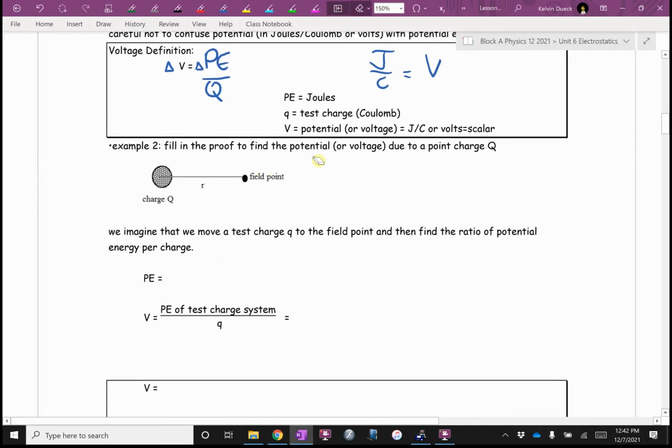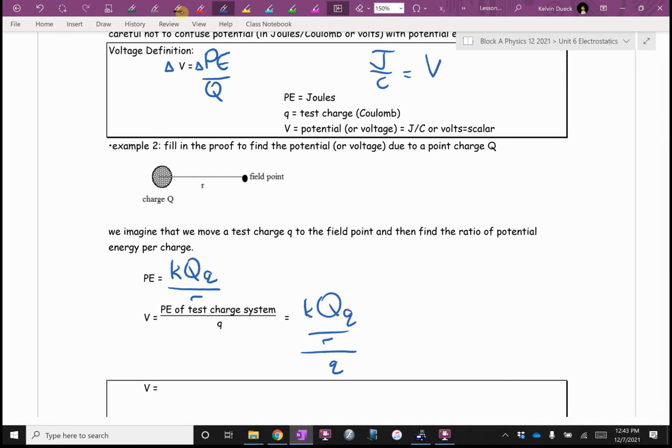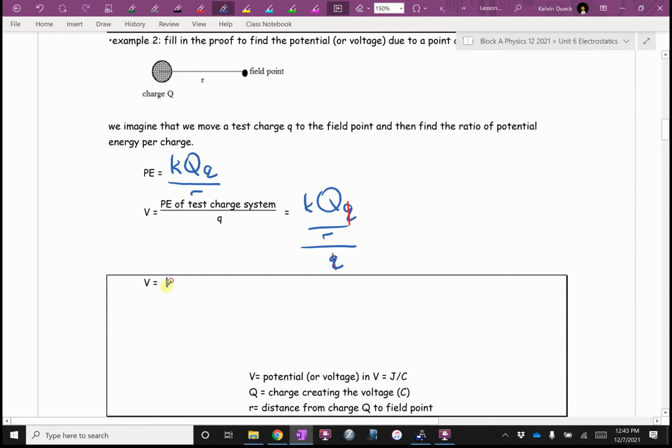Example 2 says, fill in the proof to find the potential or voltage due to a point charge, Q. Well, we imagine that we move a test charge, little q, to the field point and then find the ratio of potential energy per charge. Potential energy is K, big Q, little q, over R. So the potential energy per charge would be K, big Q, little q, over R, over little q. Energy per coulomb. The little q's end up canceling, and this gives us our equation for voltage. It's K, big Q, over R.